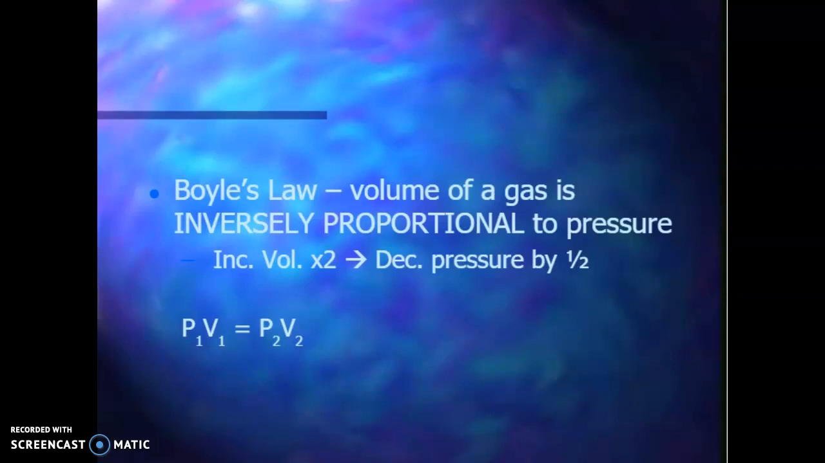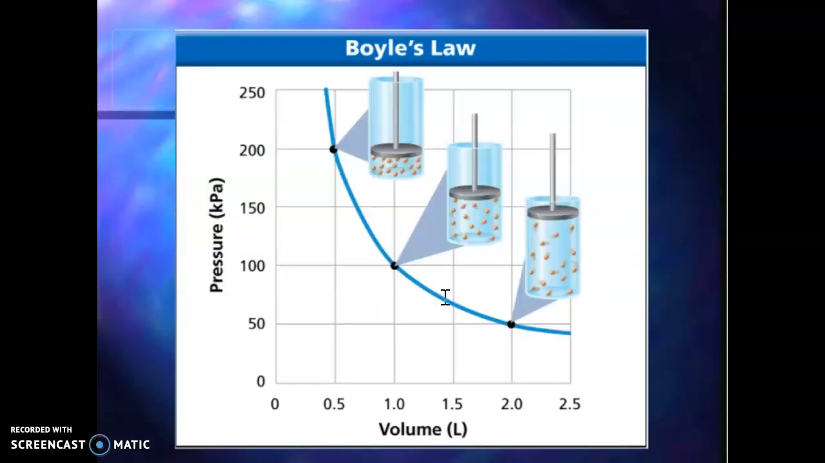The second law is going to be Boyle's law. Boyle's law states that the volume of gas is inversely proportional to pressure. So if you increase the volume times 2, you're going to decrease the pressure by half. We express this with pressure 1 times volume 1 equals pressure 2 times volume 2. What this basically says is, the more space you have, the less pressure there's going to be. So it's inversely proportional: as the volume goes up, the pressure goes down.